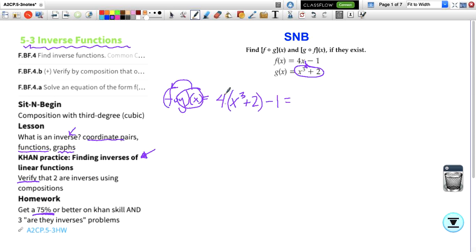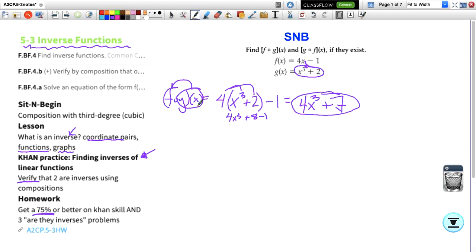Now I need to simplify that. So the only simplifying I see is I have a 4 on the outside of parentheses. I'm going to distribute that. And then I know I'm going to probably have to combine like terms after the fact. So I'm going to have a 4x to the third plus 4 times 2 is 8, and then a minus 1, and then the only simplifying I can do there is to combine like terms with those constants. So I have 4x to the third, and then I'm going to have a plus 7. Oops, that's a 7. Just go with it. Okay? So that is this composition of this function.